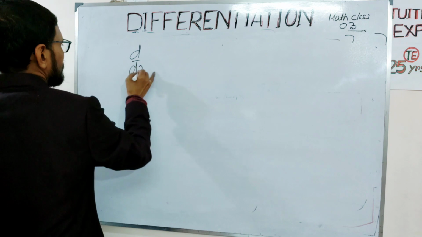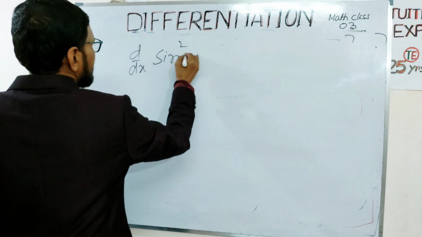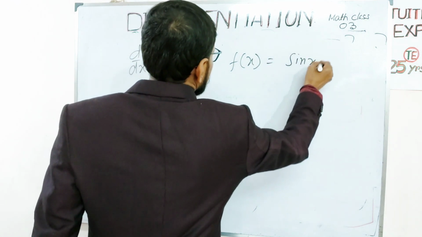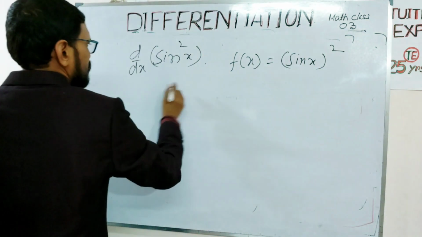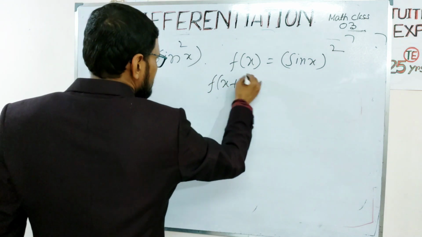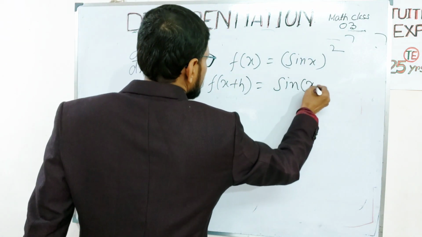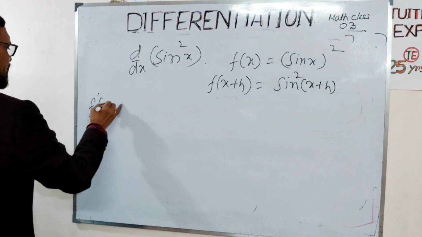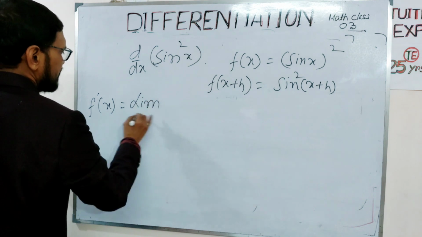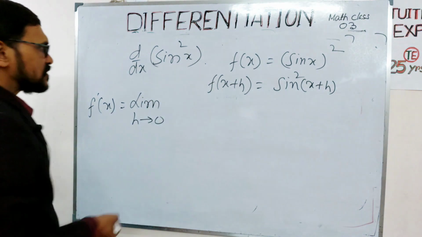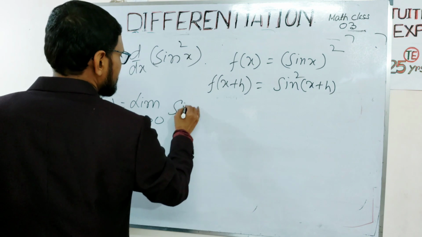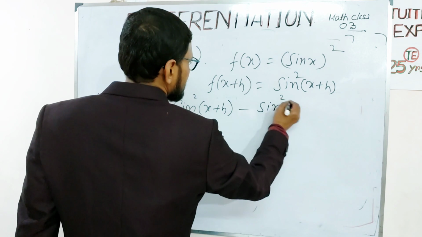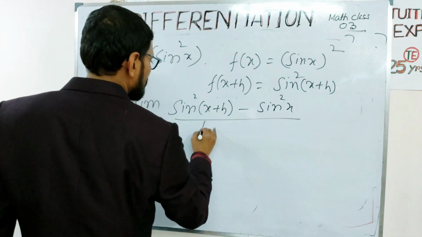Now d by dx of sin square x. So here let f of x equal to sin square x. So f of x plus h equal to sin of x plus h, whole square. So f dash x equal to limit h tends to 0, f of x plus h minus f of x divided by h, that is sin square of x plus h minus sin square x divided by h.